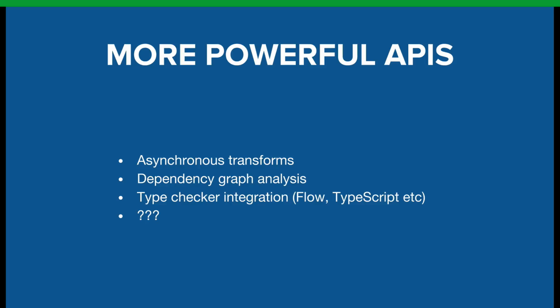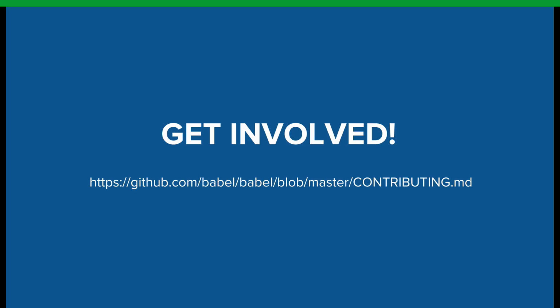And as well, possibly doing something like type checker integration. So possibly not just type checking, but stuff like type inference. Even if you don't have type annotations in your code, plugins may still be able to perform certain optimizations or perform certain transformations based on type information that can be inferred. And if any of this sounds interesting to you, get involved. Babel 6 is hopefully going to be much easier to get into and work on.